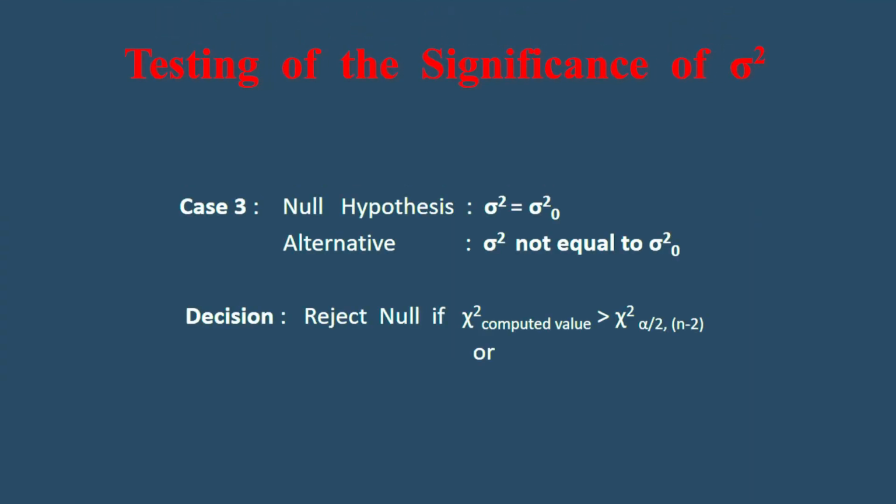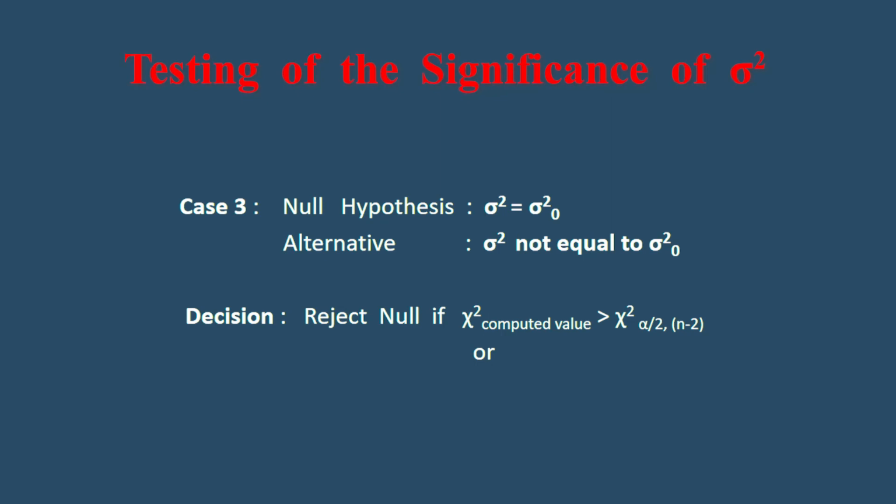Now we open up the two-tail test. So for the two-tail test, we write the null hypothesis as usual, that is sigma square is equal to a specified value sigma square O, but the alternative is not equal to. So whenever we are dealing with the not equal to type, we have to be very careful about the point that we are inviting two cases together, either greater than or less than.